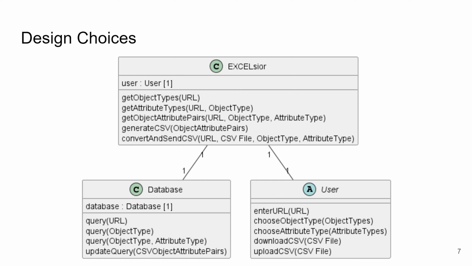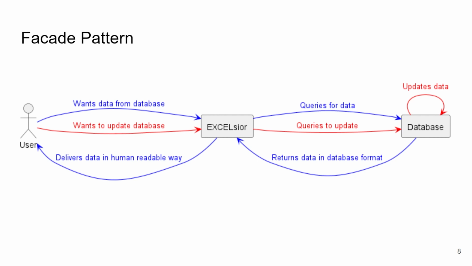Here's our design. While our application doesn't actually use any classes, a lot of the endpoints and the applications themselves kind of act as classes, which is why we're able to build this model. Our application uses a facade pattern in a way. It acts as the facade itself for our user to updating and querying a database.